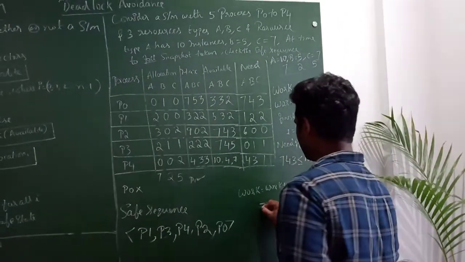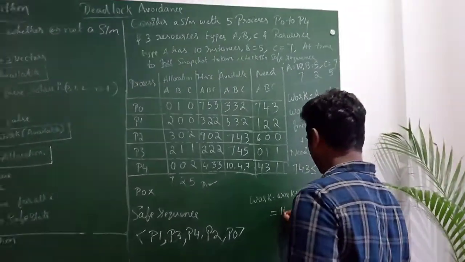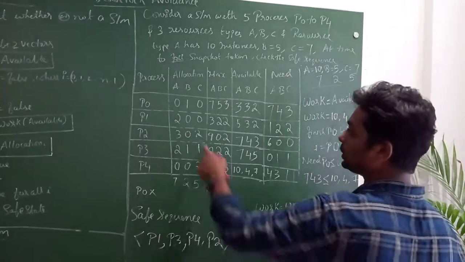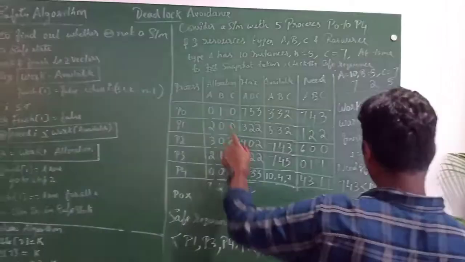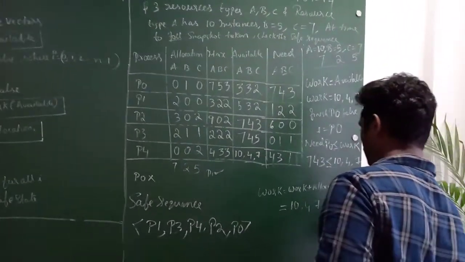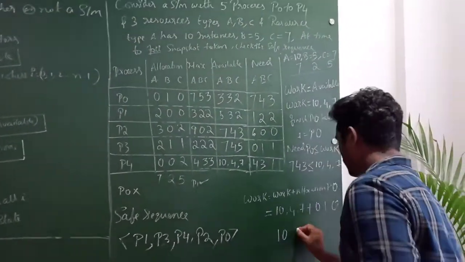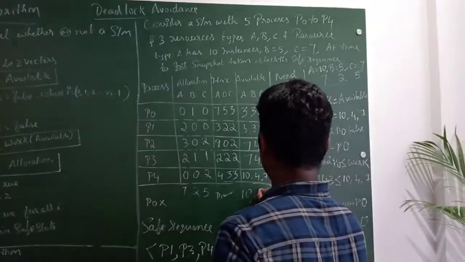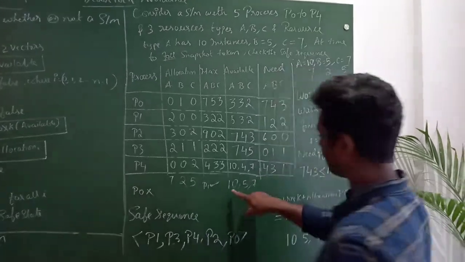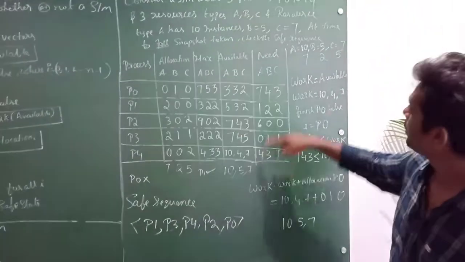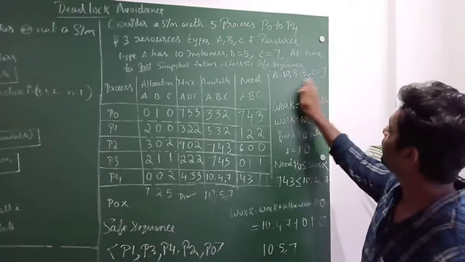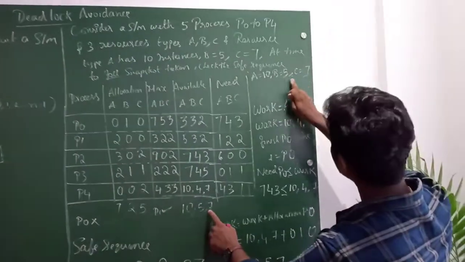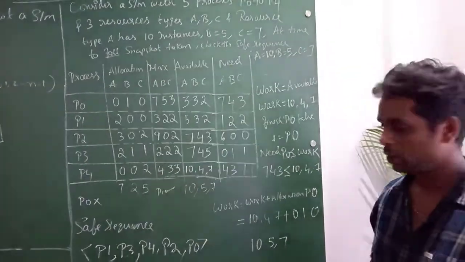After allocating, it releases the resources. What was your work? 10, 4, 7 plus allocation of P0. Allocation of P0 is 0, 1, 0. So it becomes 10, 4 plus 1 is 5, 7 plus 0 is 7. So 10, 5, 7. See here. After releasing all the resources, the total resources that were available are A 10, B is 5, C is 7. Hope you are getting this.